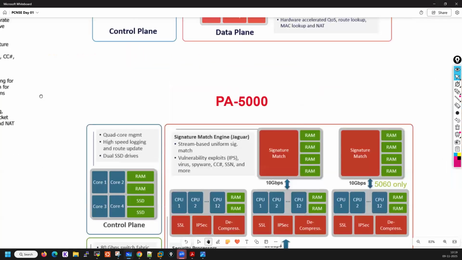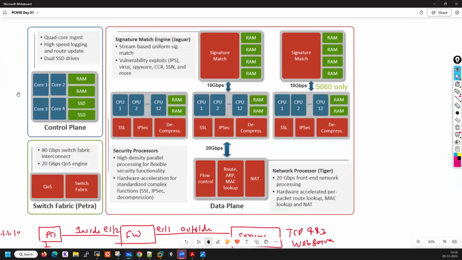Apart from these three data plane CPUs, I am having a signature match processor, and the chip name for signature match processor is Jaguar. Jaguar was the chip name. This is also an FPGA, which is Field Programmable Gate Array, or the ASIC. And we are not having a single chip. We are having here chip number 1 and chip number 2. Two Jaguar chips we are having.